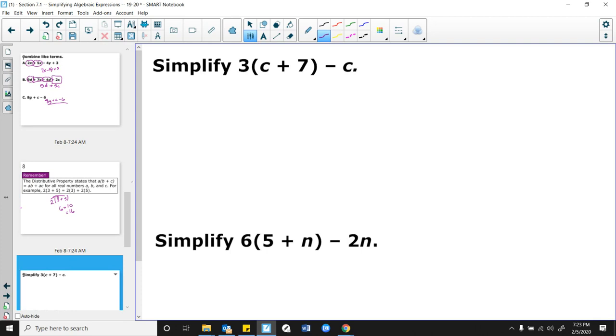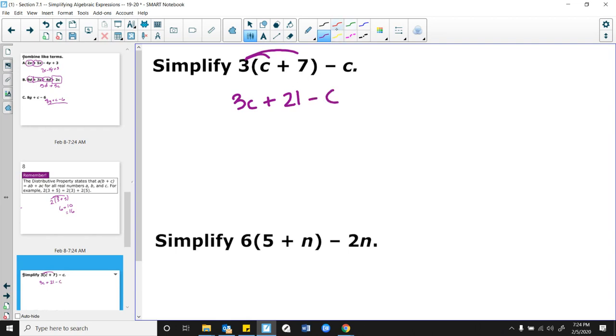Okay, so let's see how this applies to our expressions here. You should have these on your paper again. It wants us to simplify 3 times the quantity c plus 7, minus c. The first step I want you to do is distribute that 3 to that c. 3 times c, and again, I just want you copying this down, is going to be 3c. And then I distribute the 3 to the 7. The 3 times the 7 is going to get me 21. And then this minus c just hangs out there.